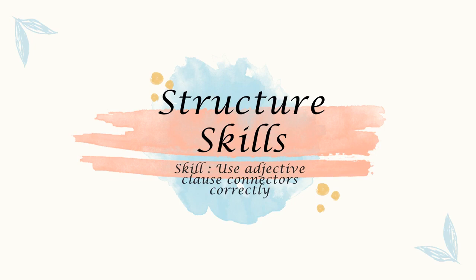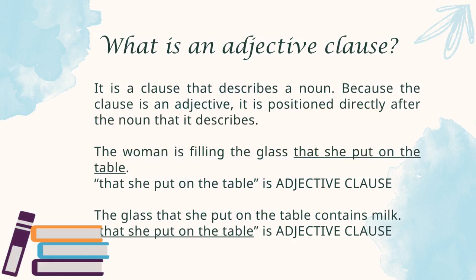Structure skills. Use adjective clause connectors correctly. What is an adjective clause? An adjective clause is a clause that describes a noun. Because the clause is an adjective, it is positioned directly after the noun that it describes. Let's see some examples. The woman is filling the glass that she put on the table.